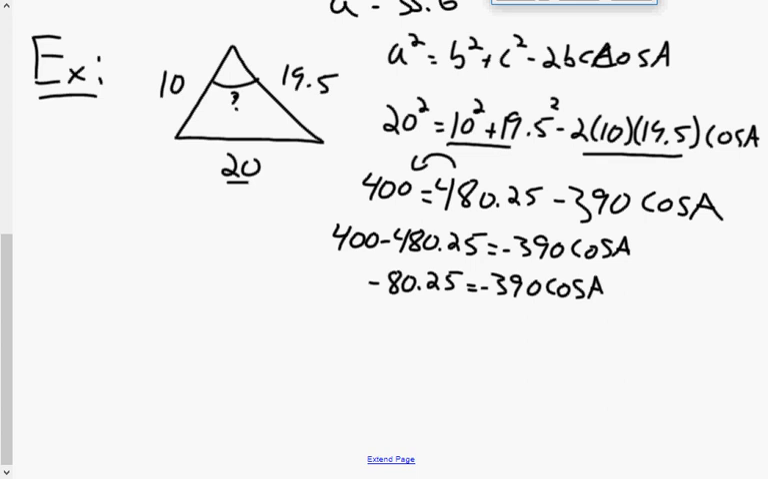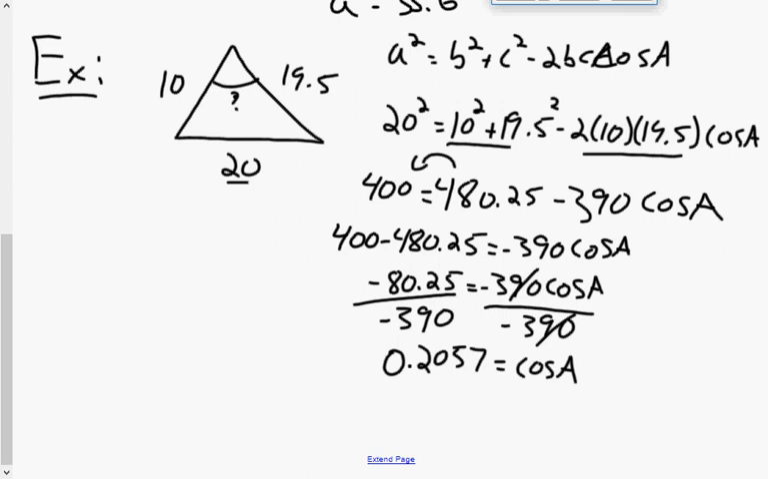They think that they can just add the 390 to the other side, but you can't because -390 here is being multiplied to the cosine A. So to bring it over, the opposite of multiplication is division. So I divide both sides by -390. Like that. These cancel. Now, -80.25 divided by -390 equals 0.2057.